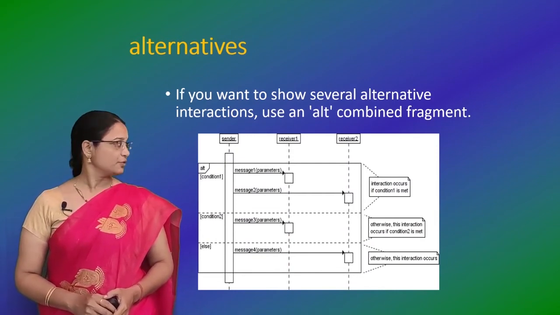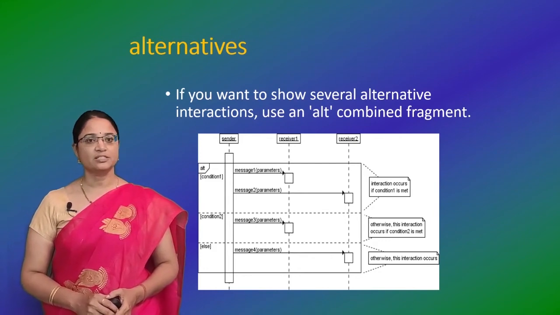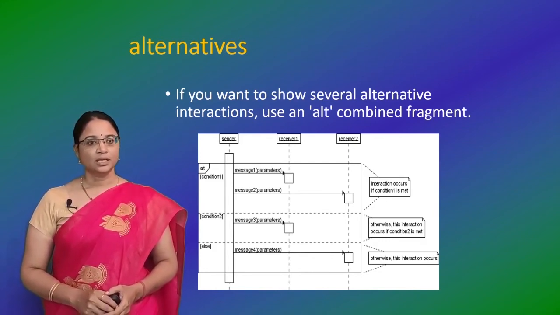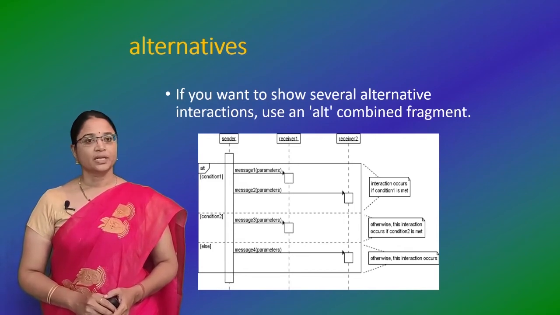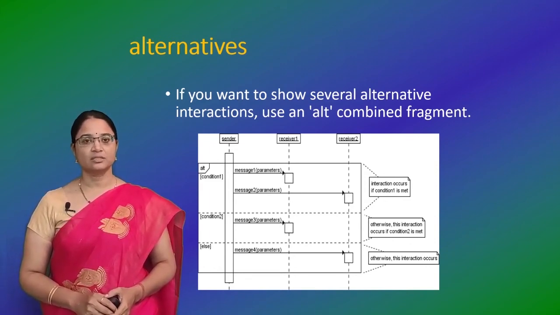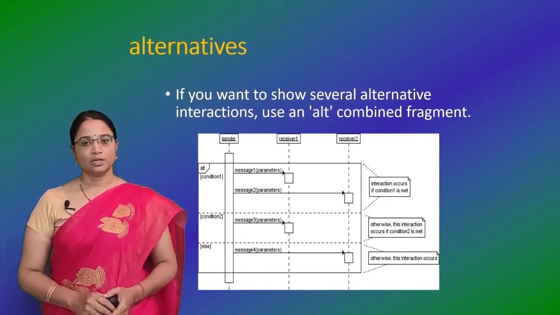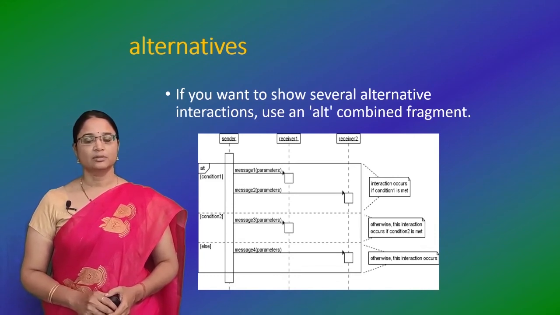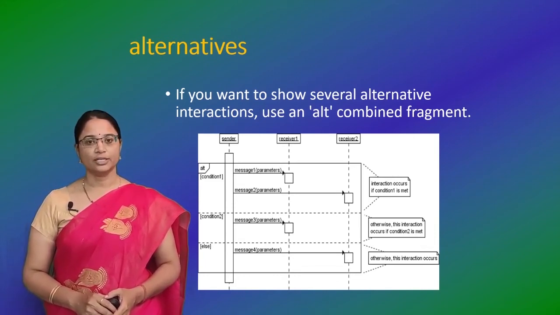See here, if you look at the figure, it has a sender, receiver 1, and receiver 2. And here we have an ALT. It indicates that if condition 1 is met, then the following interaction takes place. If condition 2 is met, the second interaction takes place. If there are no satisfying conditions, then we go for the else part. This is regarding the alternatives, just like a switch condition.